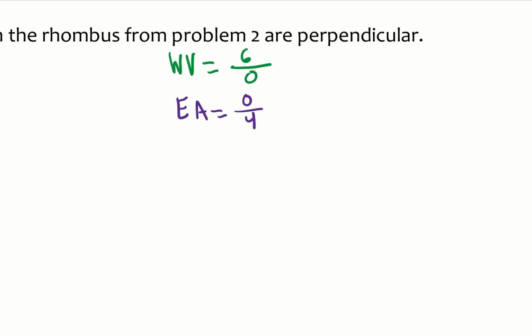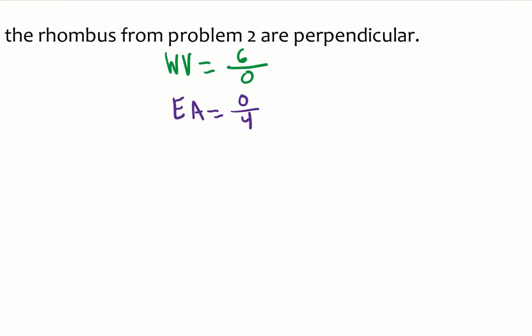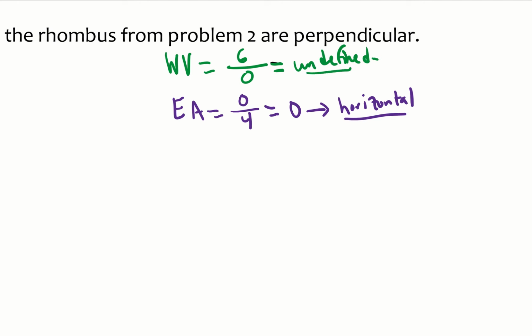So now let's go ahead and calculate the slopes and show that these are perpendicular. Well, because of this 6 divided by 0, you cannot do 6 divided by 0. This is actually undefined. You can't calculate this. However, you can calculate 0 divided by 4. 0 divided by 4 is 0. The fact that the slope is 0 here means that the line is horizontal. And the fact that this is undefined means that the line is vertical.